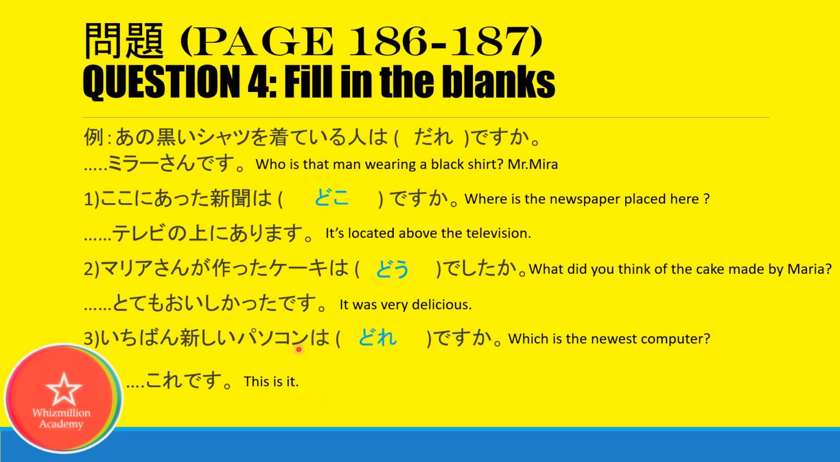Right? So once again, we found that there are some modified nouns here. 新しい新聞。作ったケーキ。新しいパソコン。新しい is an い-adjective, so when you add it to the noun, there's no particle in between. And this is った, you change it to futsuukei form, and then 新聞.